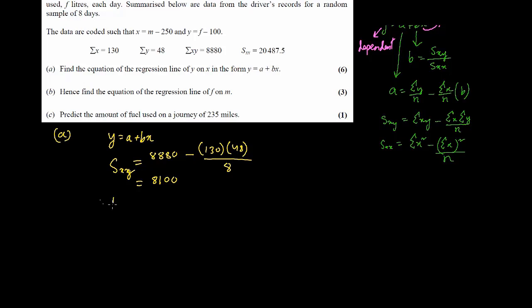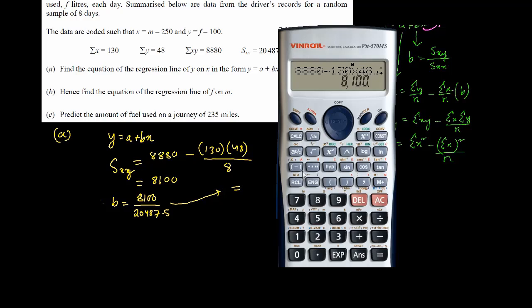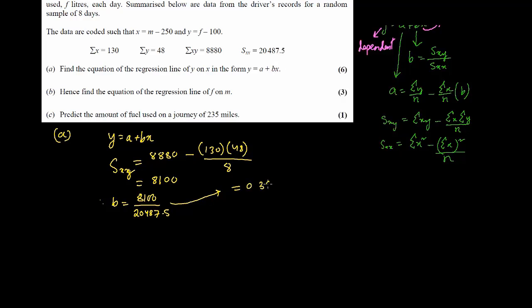Therefore b equals sum of xy, which is 8100, divided by sum of x, which is already given, 20487.5. So it's equal to 8100 divided by 20487.5. It's 0.395363. So this is the value of b.